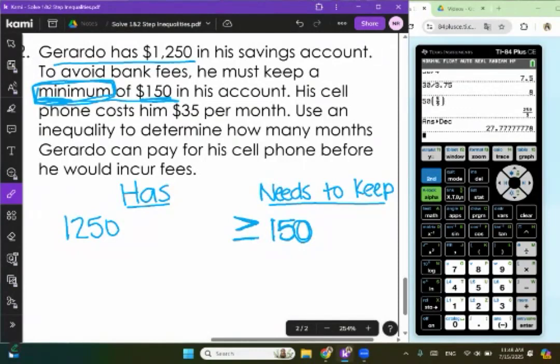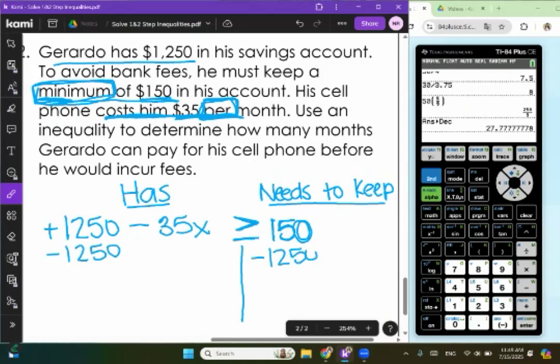But he says his cell phone costs him 35 per month. We got that word per, so we know that's what's going to be attached to our X, and it costs him. So if it's costing him, are we going to add that amount to the 1250? No, it's going to be an amount that is subtracted, 35x. And let's solve. Starting with the 1250, it is a positive, so the opposite of plus is minus. 150 minus 1250 gives us negative 1100.